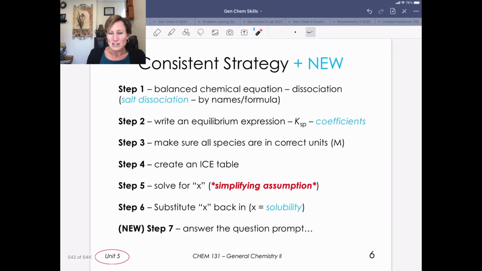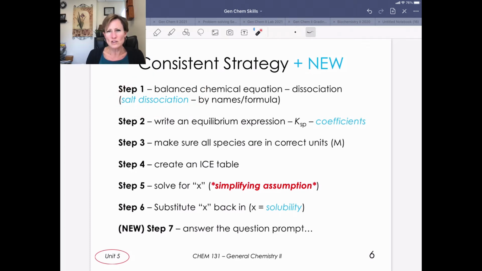So, same strategy that we saw. This is again a modified slide from Unit 5 to show you, hey, we've learned a lot of this already, but I'm highlighting the things that are kind of new here. The first step is writing a balanced chemical equation. So this is where we need to think about some of this new information.